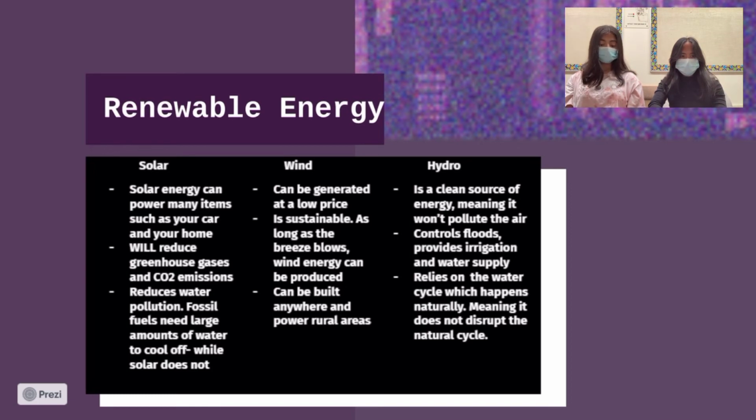Hydropower. Hydropower is a clean source of energy, meaning it won't pollute the air. Hydropower controls floods, provides irrigation and water supply. Hydropower relies on the water cycle, which happens naturally, meaning it does not disrupt the natural cycle.